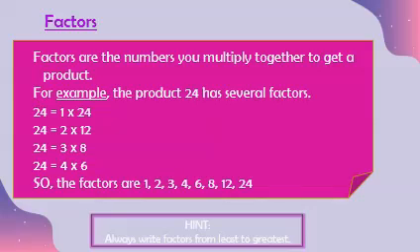It's so important to know that the factors are always written from the least to the greatest. Why? In this way, for example, you can see that 1 times 24 is 24, 2 times 12 is 24, 3 times 8 is 24, and 4 times 6 is 24. So one from the left and one from the right, if you multiply them, you get 24. So those are called the factors, and they are arranged from least to greatest.